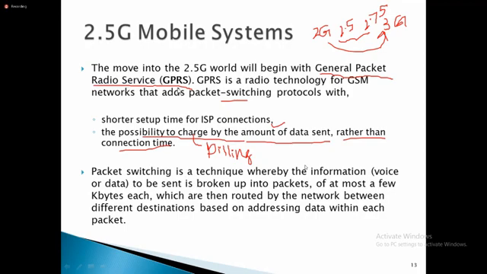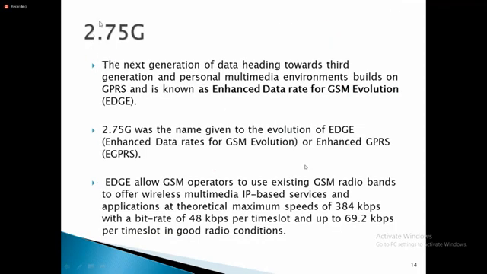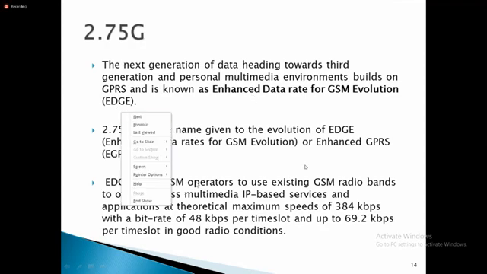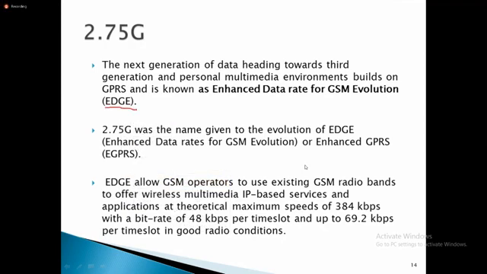Okay. Then 2.75G. What is 2.75G? Now we are heading towards 3G. The next stepping stone on the way to 3G is 2.75G, right? It introduced another technology called EDGE, that is called Enhanced Data Rate for GSM Evolution.